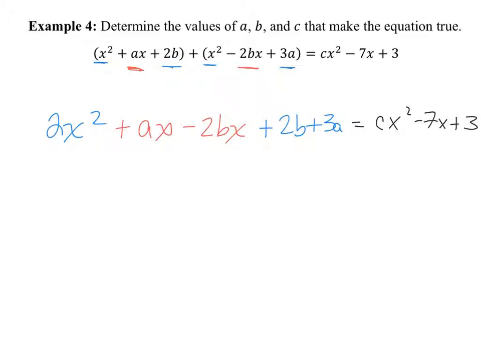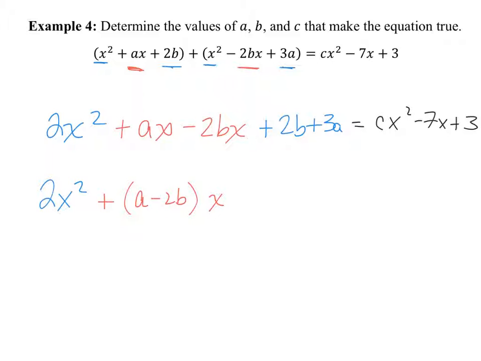Now, here's the trickier part, though, right? Look at the text in red now. What could I factor out of that? I'm going to recopy this. What could I factor out of what's in red? X. And if I factor X out, what am I left with as a coefficient for X? Do we know how to factor things out yet? We haven't gone over it, that's why. Sarah? A minus 2B.